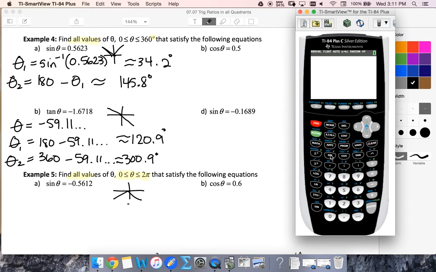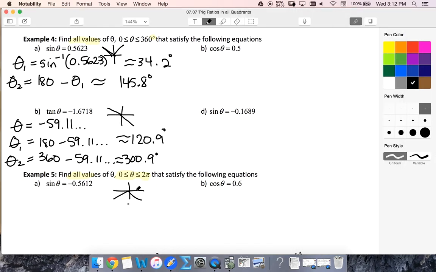So sine inverse of negative 0.5612. Well, that's close to negative a half. I know sine is a half for a pi over 6 angle, so I should get an answer that's close to pi over 6. I get negative 0.59. Let's test that. Pi over 6. All right, I was pretty close. I've got the negative because I'm down here.